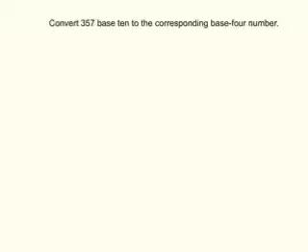So for our first problem, we're going to convert 357 base 10 to the corresponding base 4 number. When converting bases, you want to make a table so it's easier to organize and understand. So we're going to make a place value chart. And this is going to start with 1, because 1 is the base in the number system. And since we're going up by 4, we're going to start with 4, and we're going to keep going up.